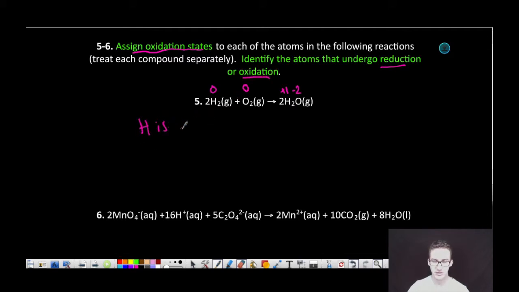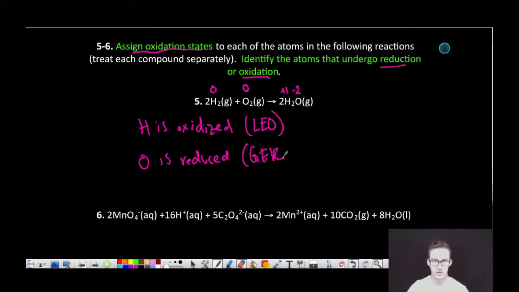Now, as we think about the atoms that undergo reduction or oxidation, hydrogen is oxidized. Put here LEO. In other words, hydrogen has lost electrons. It went from an oxidation state of 0 to an oxidation state of +1, which means it must have lost negative charge. So hydrogen is oxidized, oxygen is reduced. GER. In order for oxygen to go from an oxidation state of 0 to -2, it must have gained electrons. So in this example, hydrogen is oxidized, oxygen is reduced.